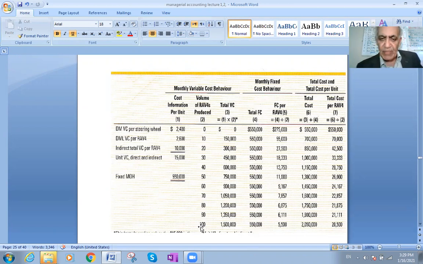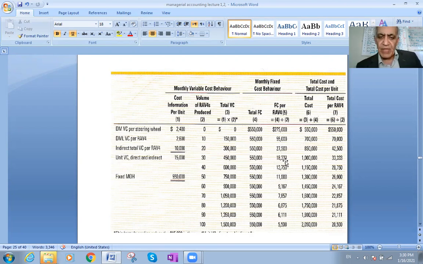As an example, let us take the first one here: 550,000 divided by 10 gives me 55,000. Then 550,000, the fixed cost, divided by column 2, which is 20, gives me 27,500. Let's go for the next one, which is 550,000 divided by 30. It will give me 18,333, and so on.